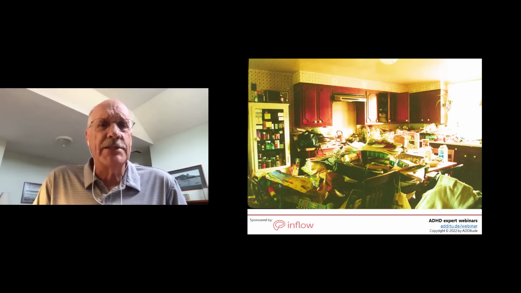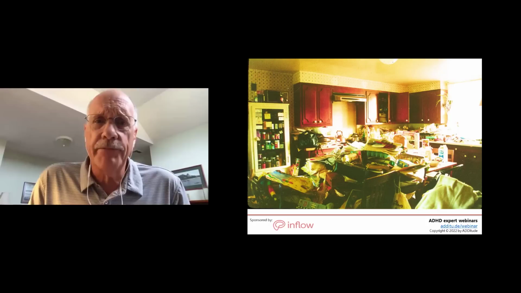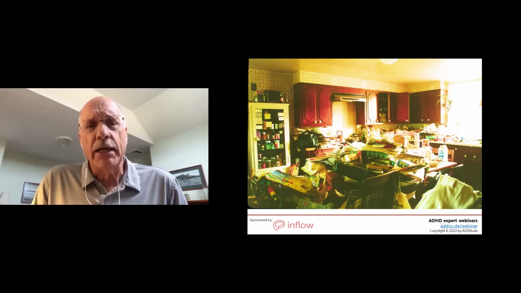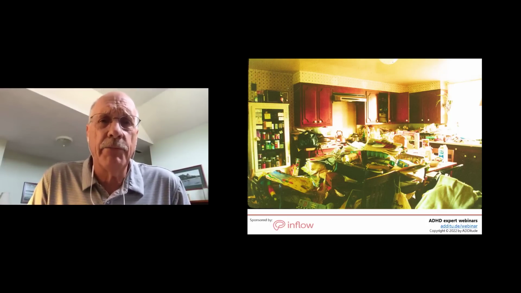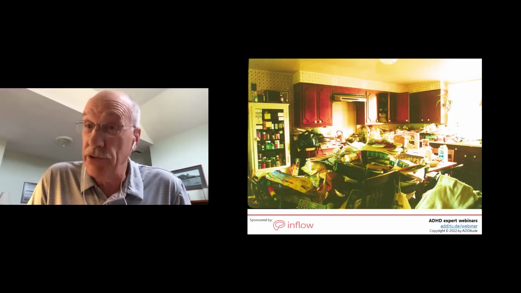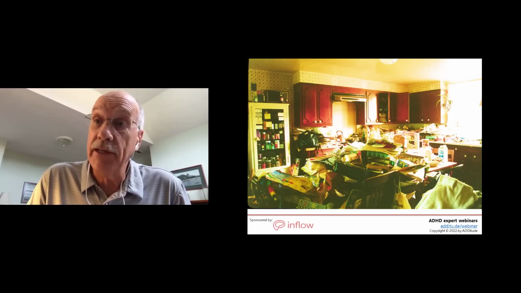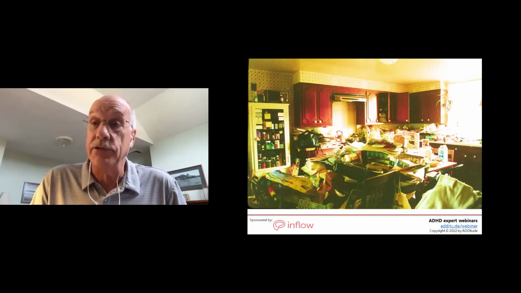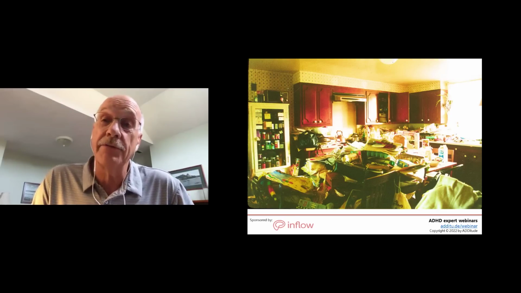The first thing you'll notice is that all the horizontal surfaces are covered. And you can see a couple of things to point out. You see a little corner of the table that's open. This is where she eats her meals, where her two children eat their meals. And clearly they can't sit down at the same time to eat. So it's affected the functioning of the family.